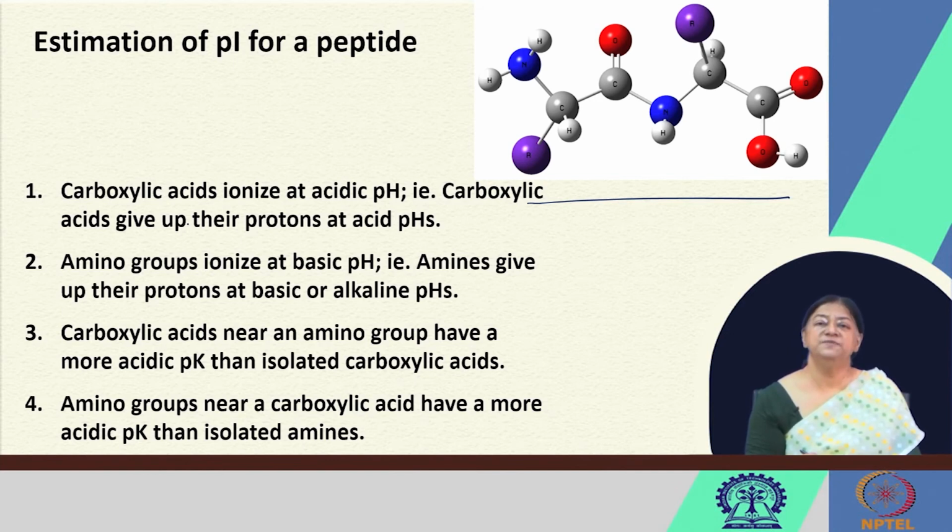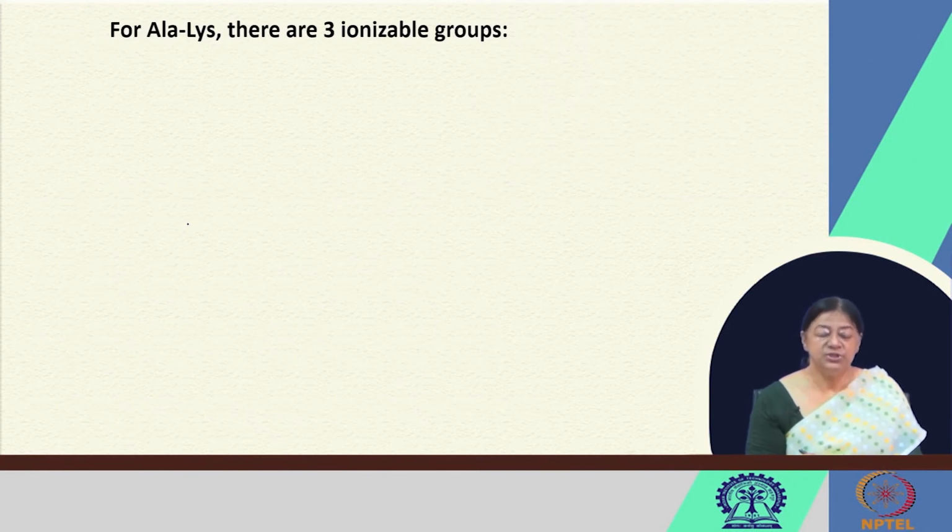So, if we look at a specific dipeptide now and try to determine the pI of this dipeptide based on the information that we already know, let us see how it can be achieved. So, say we have the Ala-Lys dipeptide. That means the Ala has the N terminus and the Lys has the C terminus. We have 3 ionizable groups. Two of them are for the 2 termini, the N terminus and the C terminus.